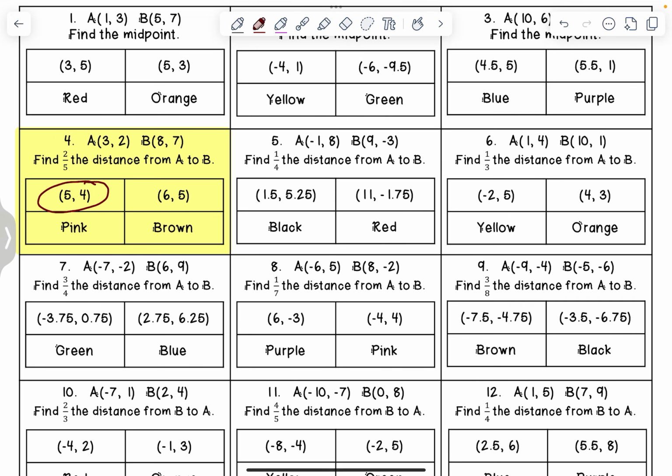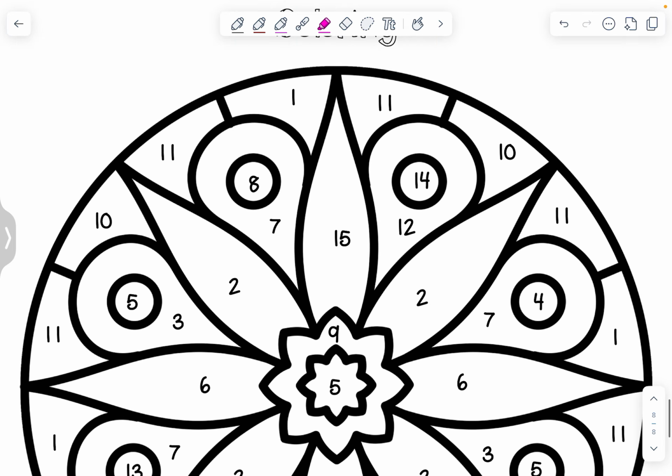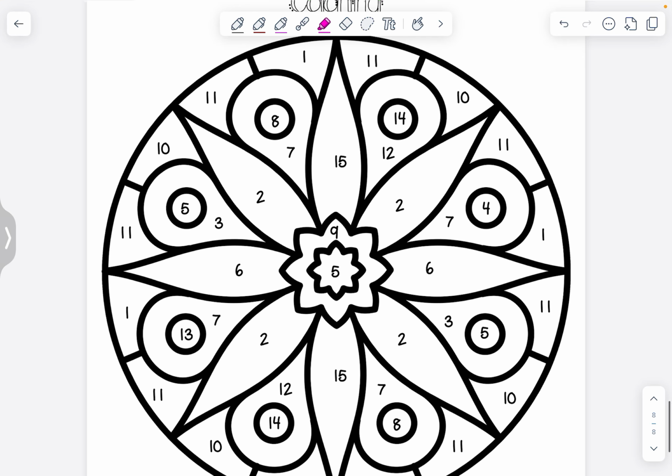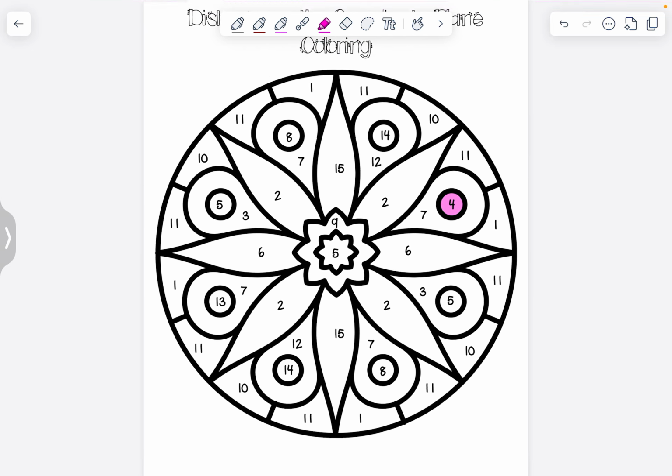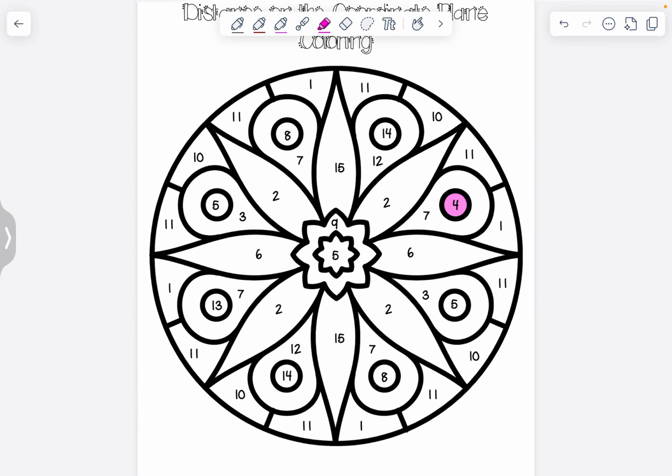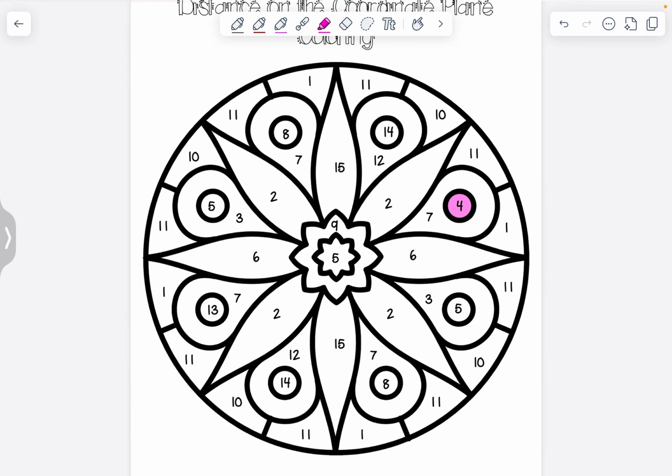So I'm going to come over here and I'm going to select pink. So what does that mean? It means everywhere you see a 4 on the coloring page, you're going to color it pink. So here's our coloring page. I'm going to look for my 4s and I'm going to color them pink. That's the only 4 I see. So that is how you do your practice.